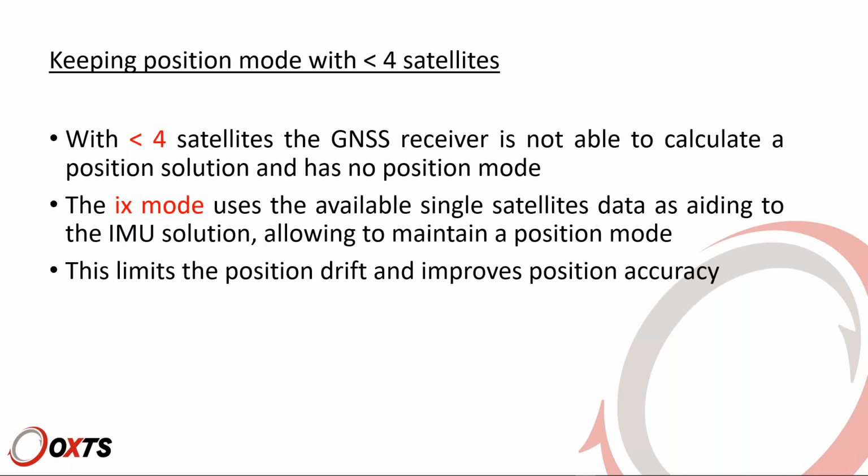Second thing, having a position solution available even with fewer than 4 satellites. The receiver, as mentioned, is not able to calculate that with fewer than 4. It is completely blind. So having 1 or 2 or 3 or 0 is basically the same. IX mode will use whatever data is available from satellites as an aiding to the IMU solution. So the satellite's data is not completely wasted. It can allow the system to maintain a position mode. And this will limit the drift that you have in GNSS outage hugely, and hence improve position accuracy.